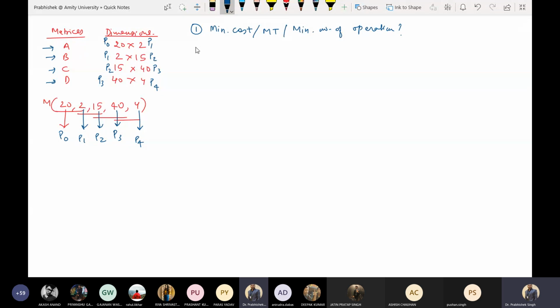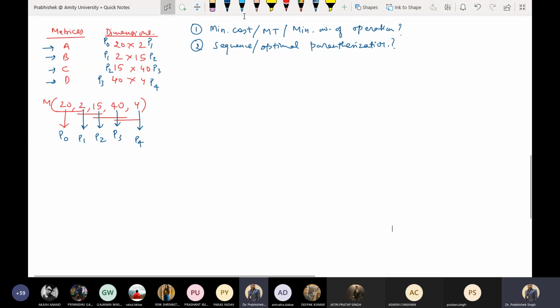The second question asked is to explain the sequence of multiplication, or what is the optimal parenthesization. This thing will be asked to you. You have to understand how to calculate these two. One by one we will understand how to do this. These are the two questions.